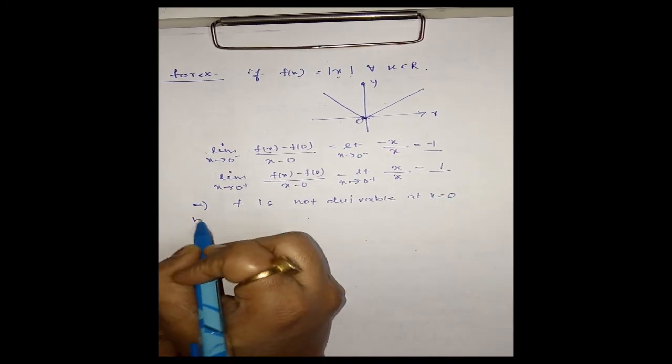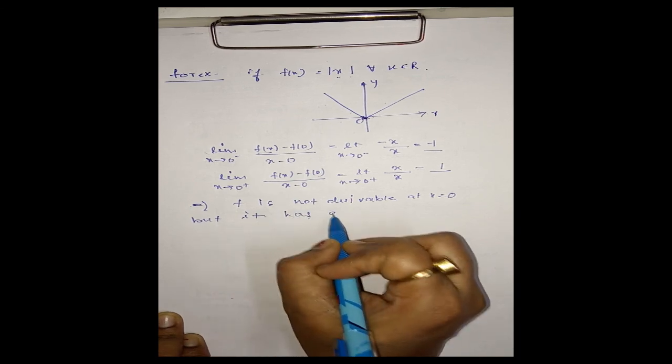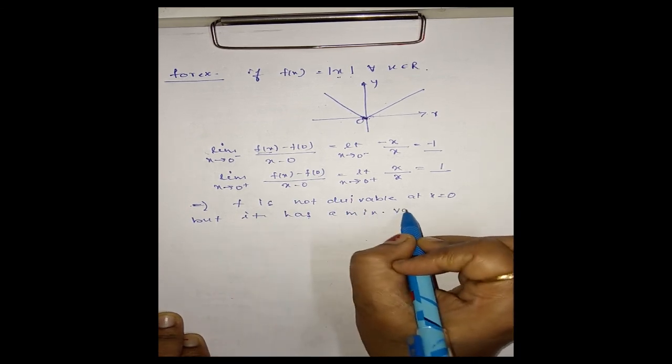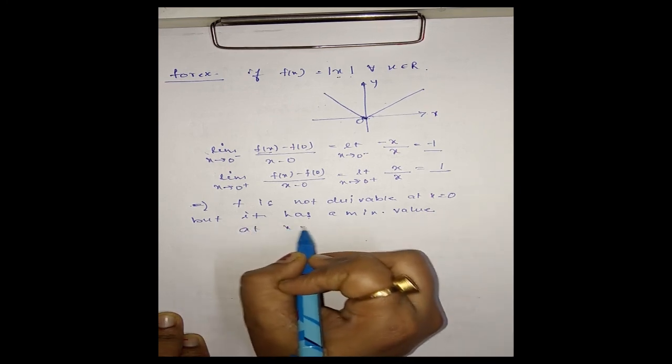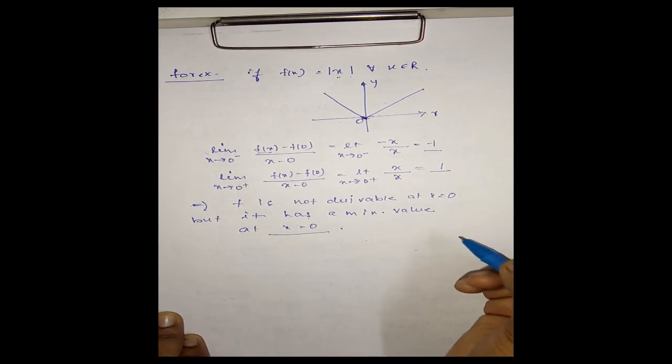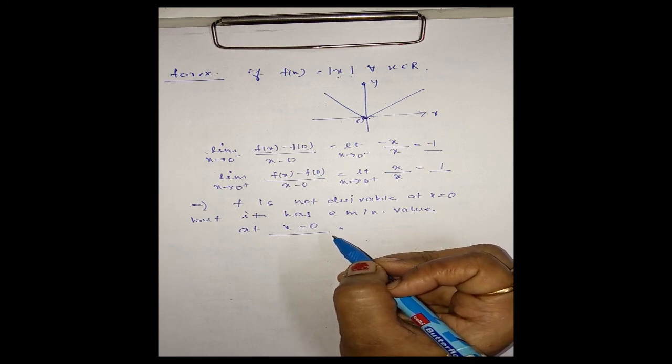Okay, but from the graph it is clear it has a minimum value at x is equal to 0. Okay, that means a function may have an extremum without being derivable at the point. That means the conditions are necessary but not sufficient.